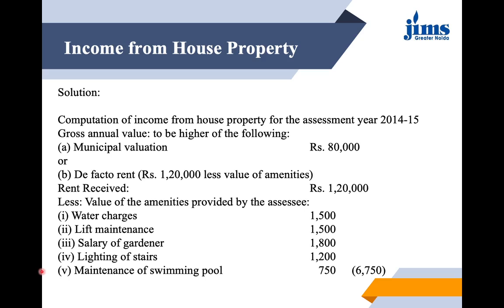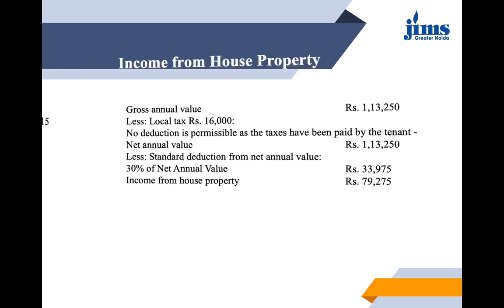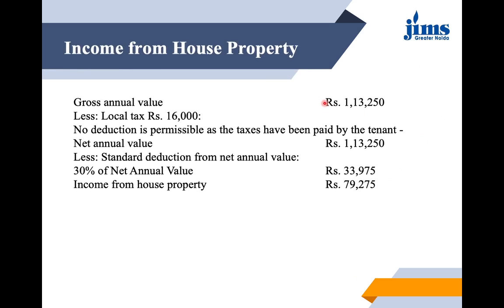To begin with, we will compute the income from house property using the gross annual value. It is the higher of the municipal value, which is 80,000, or the de facto rent, which is 1,20,000 minus the amenities. The rent received in this case is 1,20,000. The amenities are water charges, lift maintenance, salary of gardener, lighting of stairs, and maintenance of swimming pool. These 5 amenities are provided, amounting to rupees 6,750 in total. So we can subtract it, and in that case the gross annual value is considered as 1,13,250.